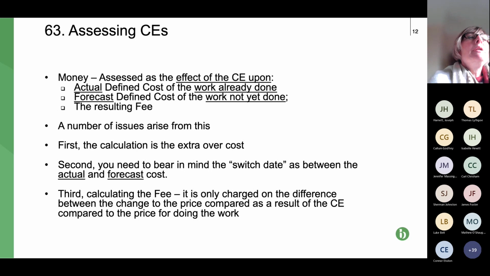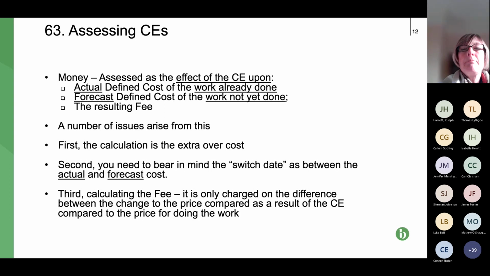In terms of what's the actual cost and the forecast cost, the defined cost is just the costing under the schedule of cost components, which is next month's exciting topic. So how do we decide what's the actual cost of work done and the forecast cost of the work not yet done?